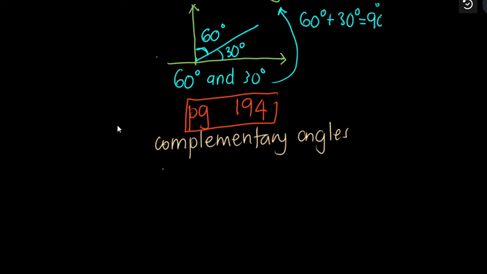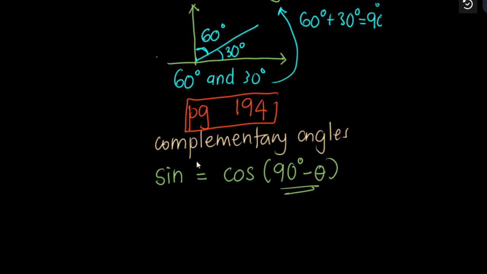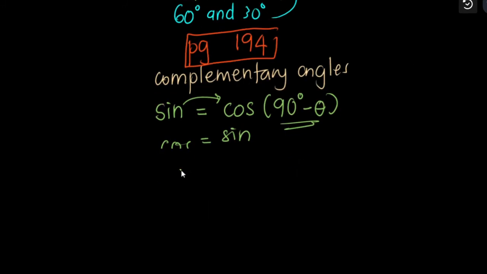Who is the best friend for sine there? Sine you must change to cos. Just remember, the rest is the same, 90 minus theta. This will remain. You just need to understand who the best friends are. Sine's best friend is cos. Cos's best friend is sine. It's just the reverse.